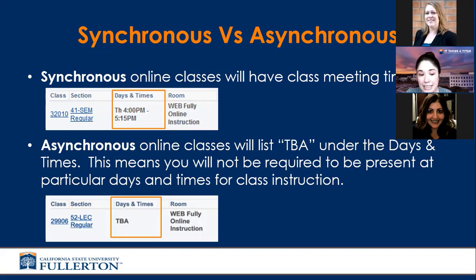If you're doing an asynchronous class, online classes will be listed with a TBA under the days and times, and this means that you're not required to be present at a particular day and time for class instruction. So you will work pretty much at your own pace under the guidance of your professor. So choose the modality that works best for you, for your schedule, for your level of comfort at this time. We just want to make sure you know you have options when you're registering for classes and that you've read them carefully, because we don't want you to think you're in an online class when you actually have to be on campus. So know the difference and choose what's best for you.